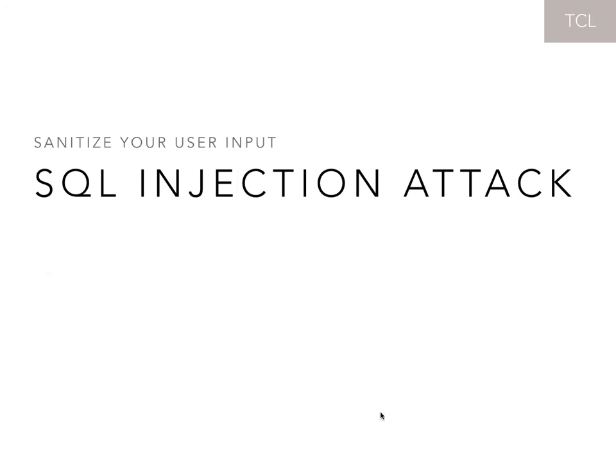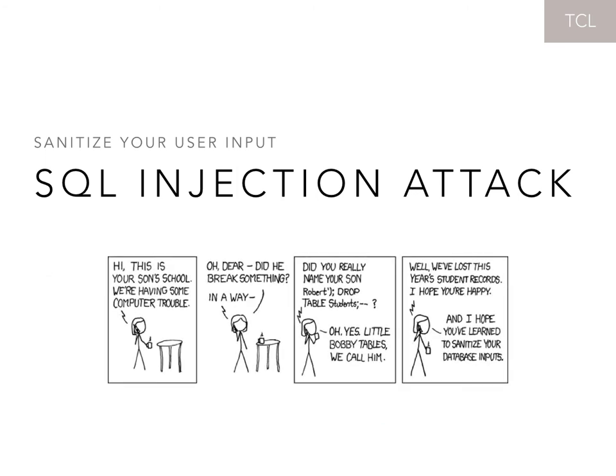This is the best comic on this. I don't know if you've seen this, Little Bobby Tables. You can read this if you haven't read it before. Because this is such an old attack, most frameworks like ASP.NET or PHP have automated ways of checking to make sure that it's valid input. But you need to make sure that you're doing it.